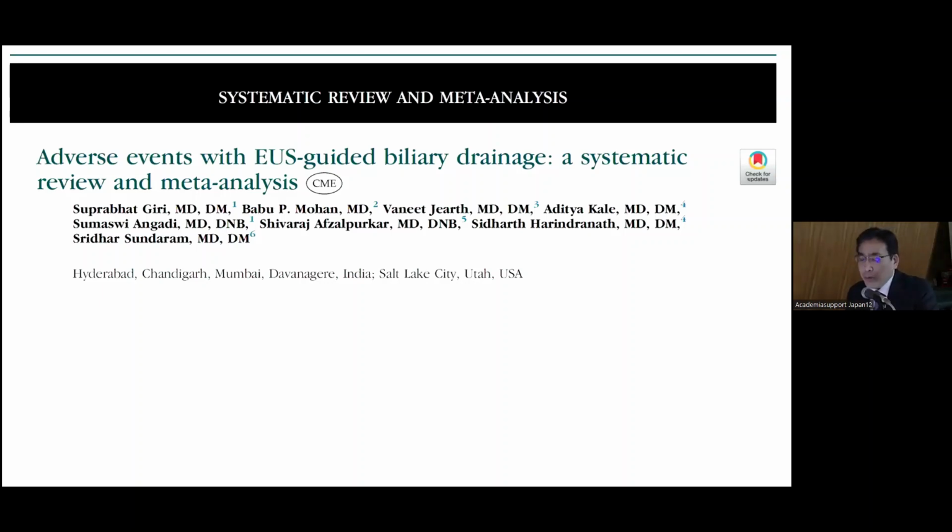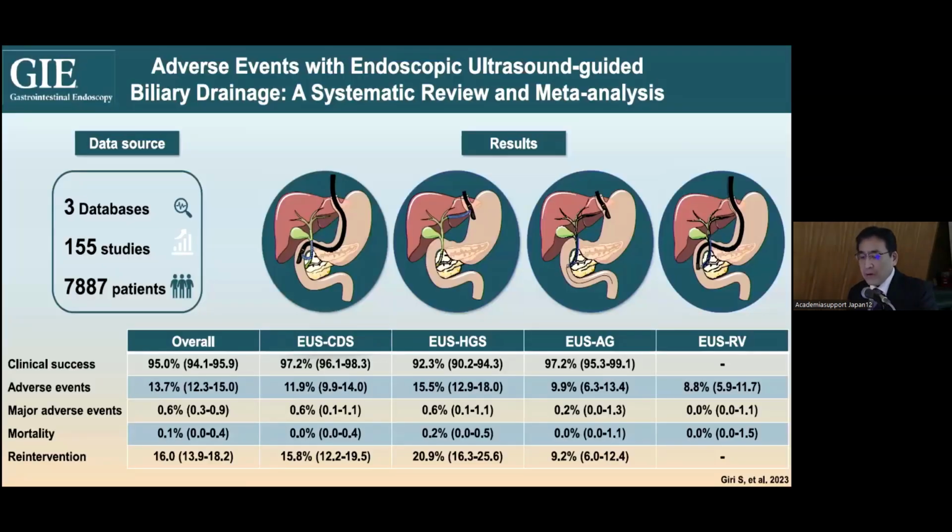So this paper was published very recently, about adverse events with EUS-BD. Can you see? Overall, the clinical success rate is more than 95%. Adverse events are nearly 13%, and major adverse events are very low, less than 1%. The reintervention rate is 16%. So this is very similar to the ERCP result. Very similar. Okay, can you understand?